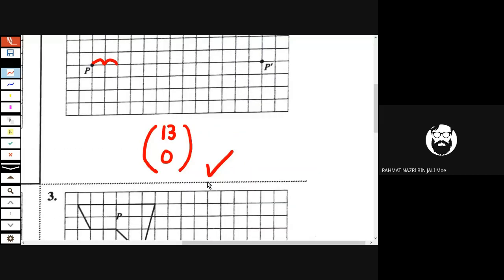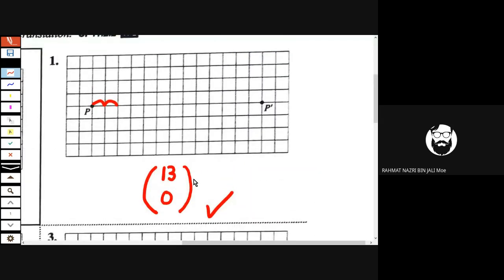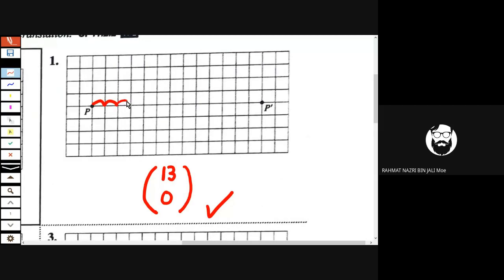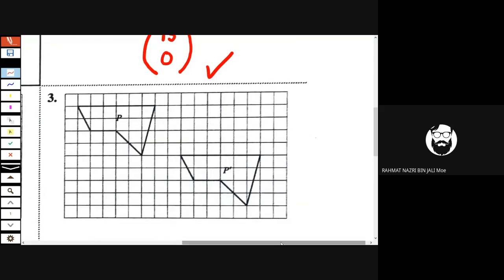Okay, next one. Ini mau lukis habis lah. Lukis habis. 3, 4, 5, 6, 7, 8, 9, 10, 11, 12, 13. Jadi ada 13 semua. Oleh sebab dia ke kanan, jadi positif 13. Tulis dalam ini 13 saja. Tak perlu tulis positif.